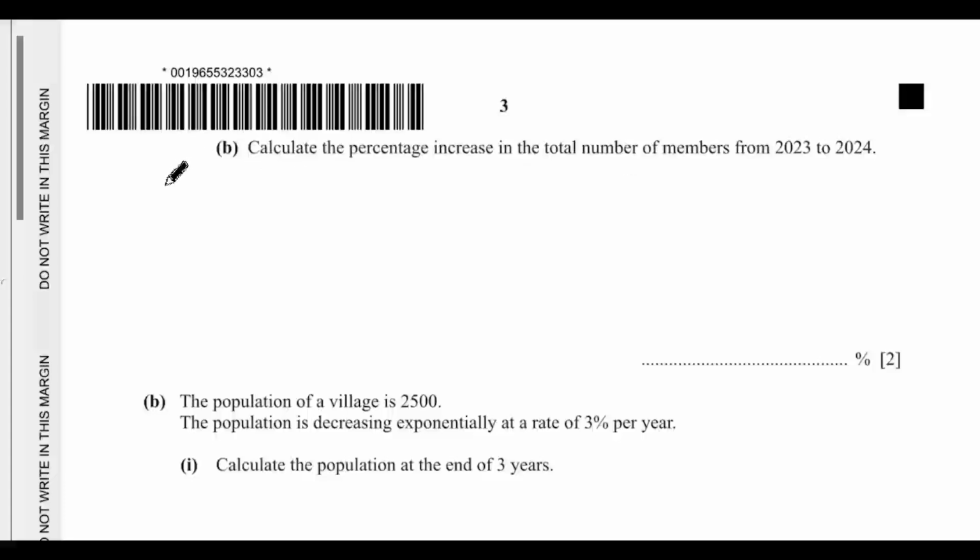Okay, so in 2023, let's put the numbers there. In 2023, we have 120, and for 2024, we have 132. So the percentage increase will be the increase over the initial, that is the population in 2023, then times 100%. So this is the formula for the percentage increase.